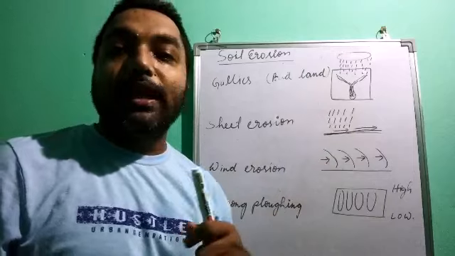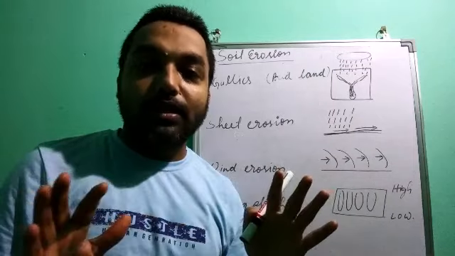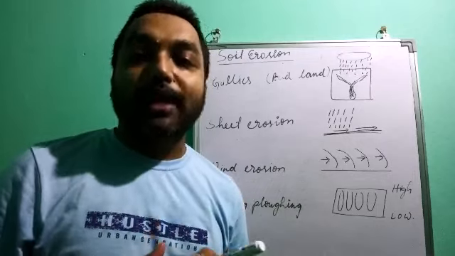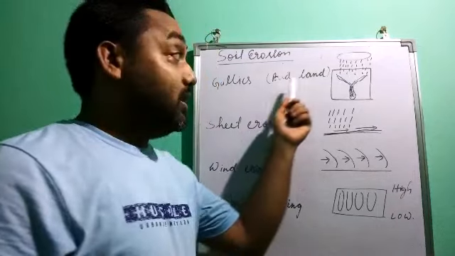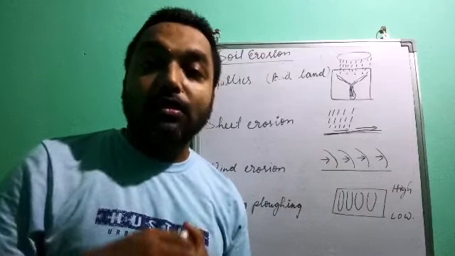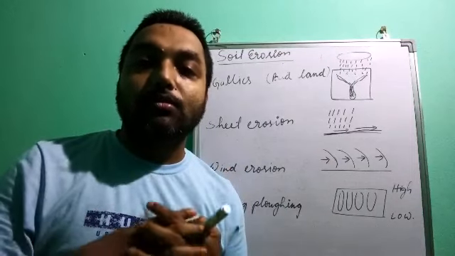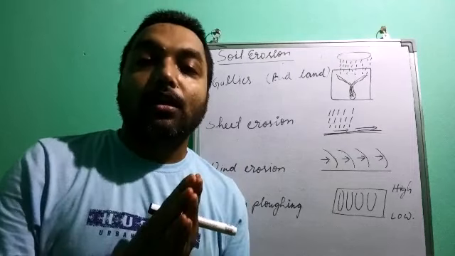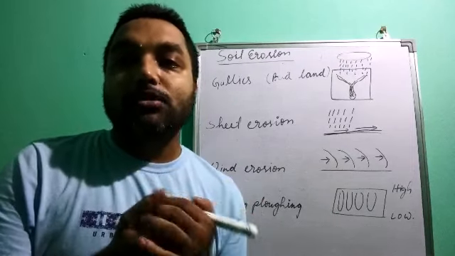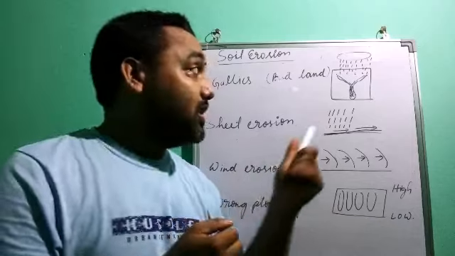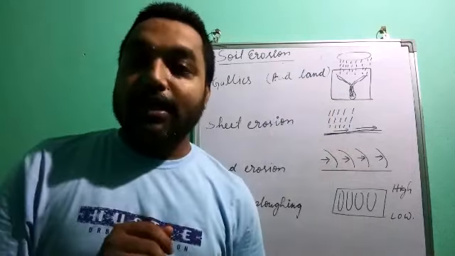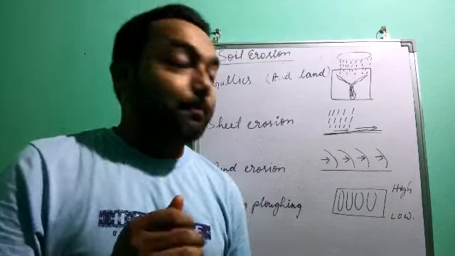It takes place in areas where there is totally no vegetation, no plant, no grass, and the land is made up only of soil. Due to this type of erosion, the area becomes unfertile, and the land becomes very bad for cultivation. This type of land is also known as bad land. In the Chambal basin, it is known as riverine.